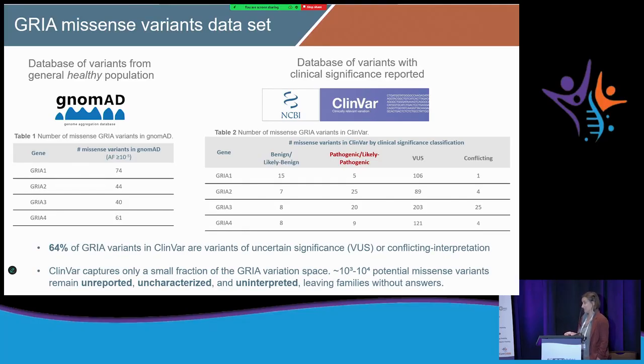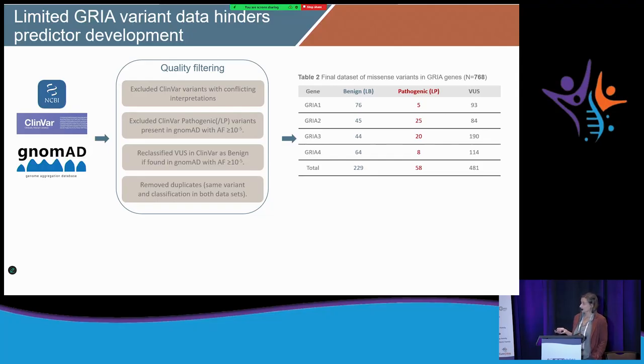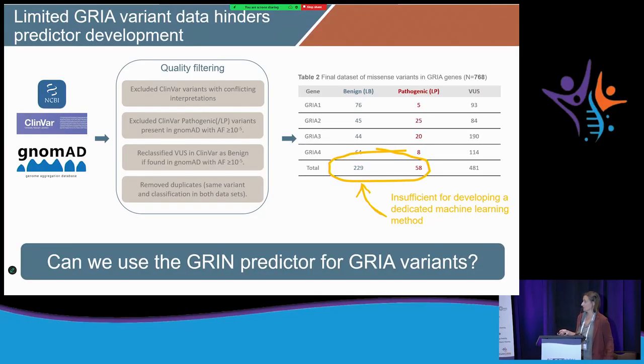So 64% of GRIA variants in ClinVar are of uncertain clinical significance. And of course, these are also a small fraction of all the possible variants that one can receive from a genetic test. Once we clean this dataset by applying some quality filtering on allele frequency, removing duplicates and conflicting classifications from ClinVar and gnomAD, we end up with this number of variants, which is insufficient for developing dedicated methods as we did for the GRIN genes. So how can we do? Our idea was: can we use what we trained on the GRIN genes and apply it to GRIA genes?